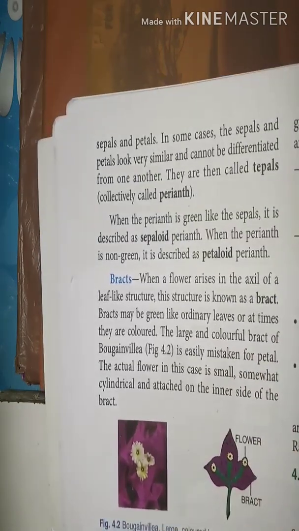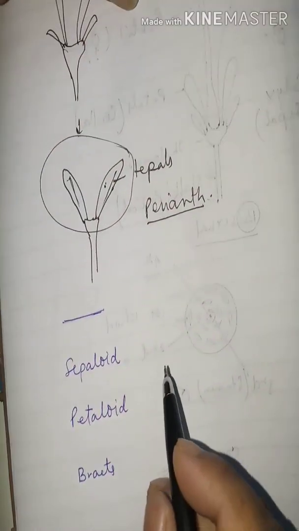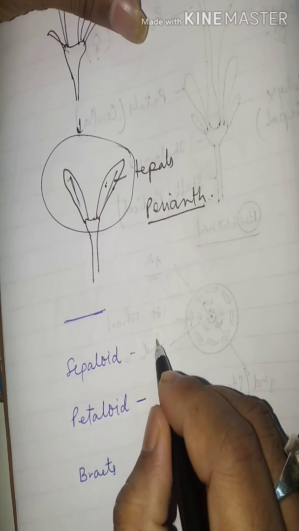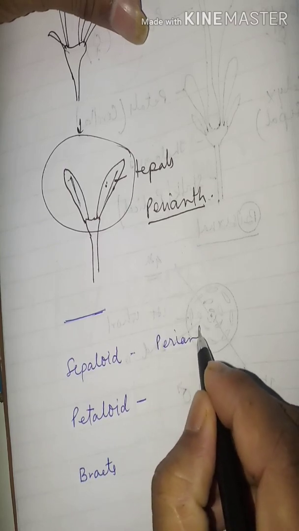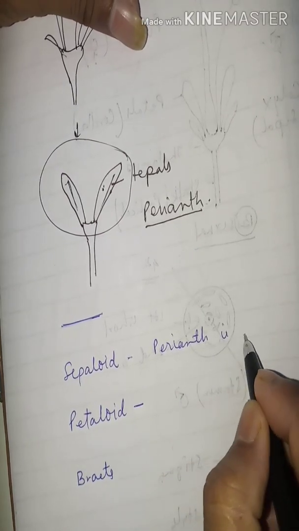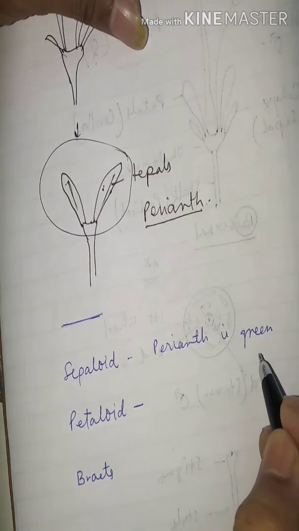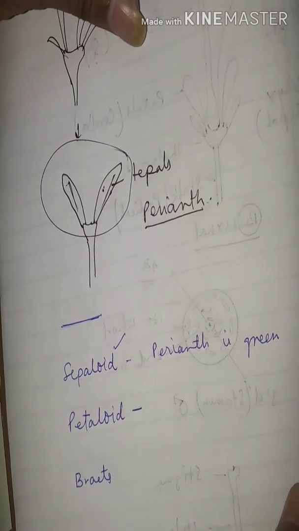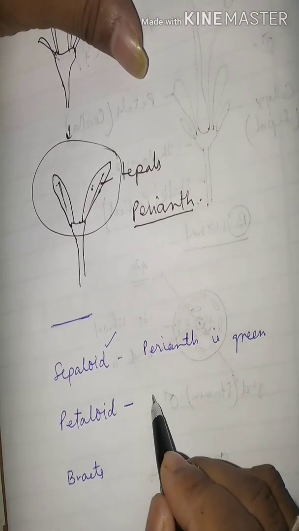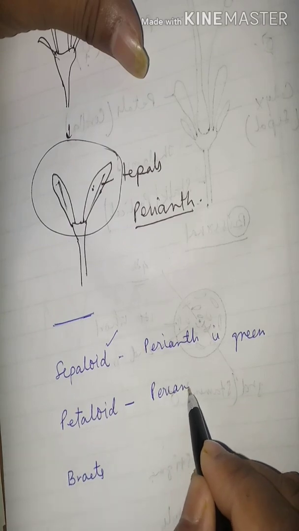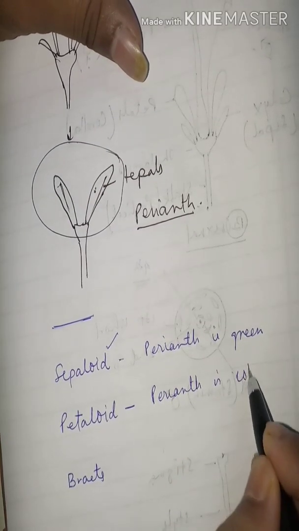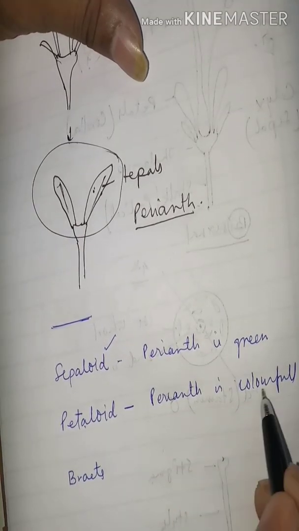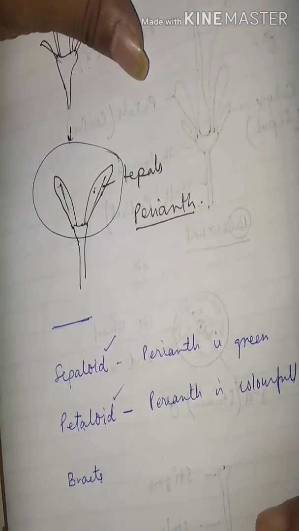Now there are two terms, sepaloid and petaloid. Very easy. A perianth that is green is known as sepaloid because sepals are actually green. And a perianth that is colorful, because petals are colorful, is known as petaloid. Clear, all of you?